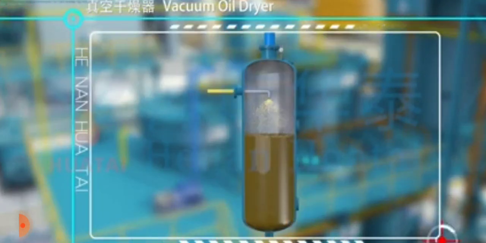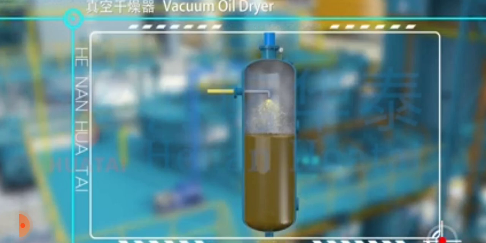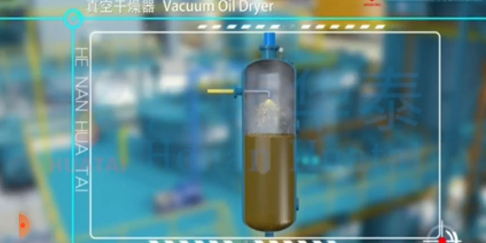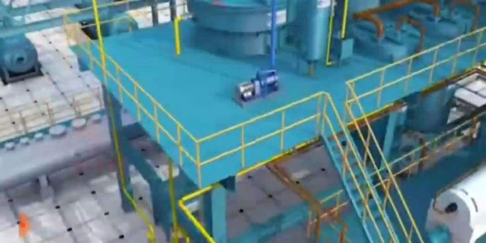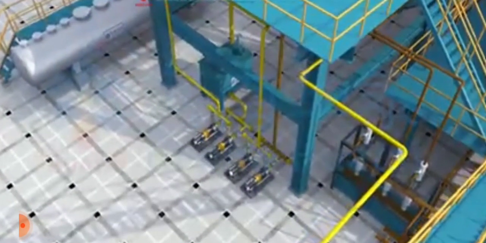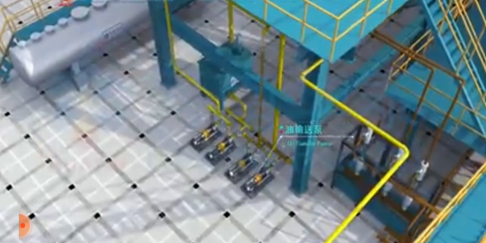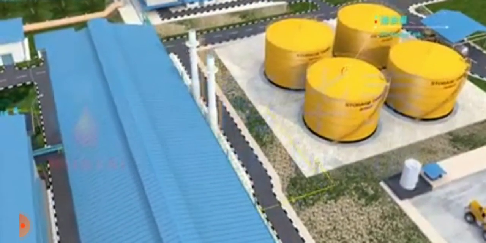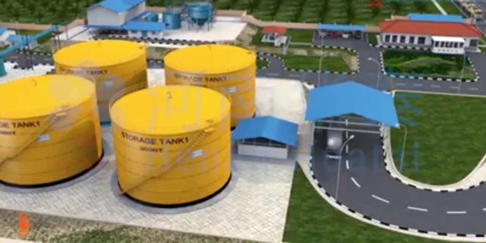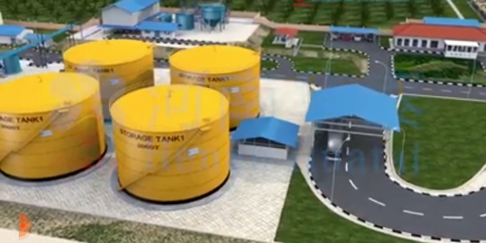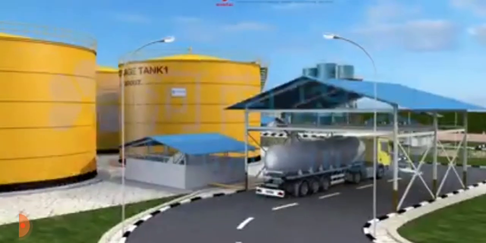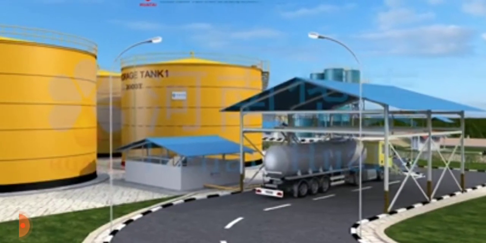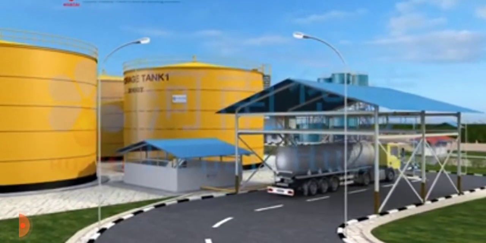The vacuum dryer matches the vacuum system, drawing out moisture quickly and realizing drying and washing of the oil. After drying, an oil transfer pump conveys it to the oil storage tank, and an oil dispatch pump conveys oil to the refining plant or oil tank for later treatment.